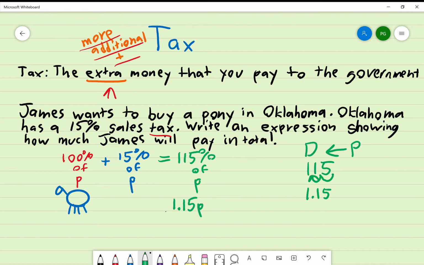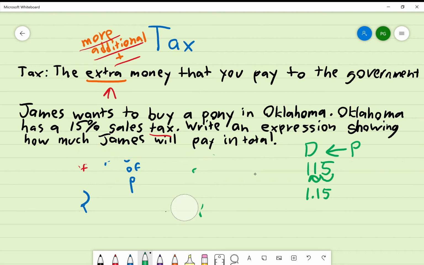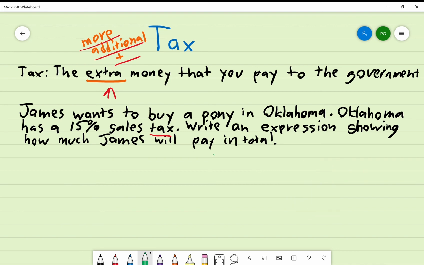So 115% of P becomes 1.15P. Boom. Now, you guys might have noticed this is what you do if you want to find the total amount, how much you're going to pay in total. So you're taking your 100% plus your tax to find out what you want to pay in total. Let's imagine the situation was slightly different, okay? Let's imagine that you have the exact same question, only this time they're changing what they're asking you. Instead of asking you how much will he pay in total, what if they ask you how much will he pay in tax?